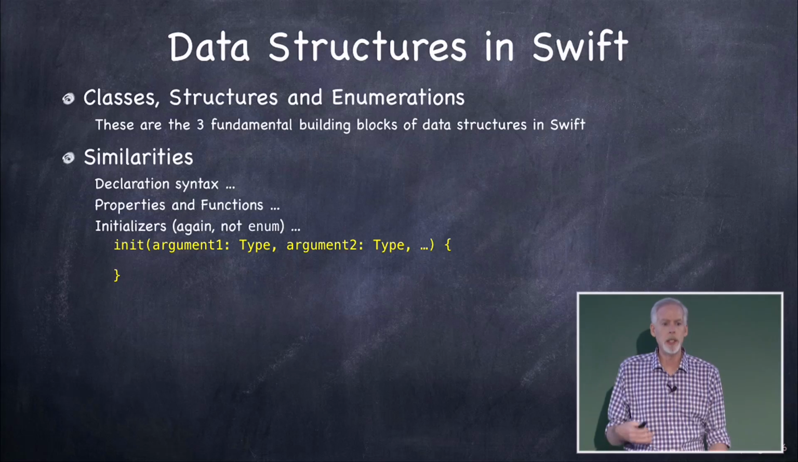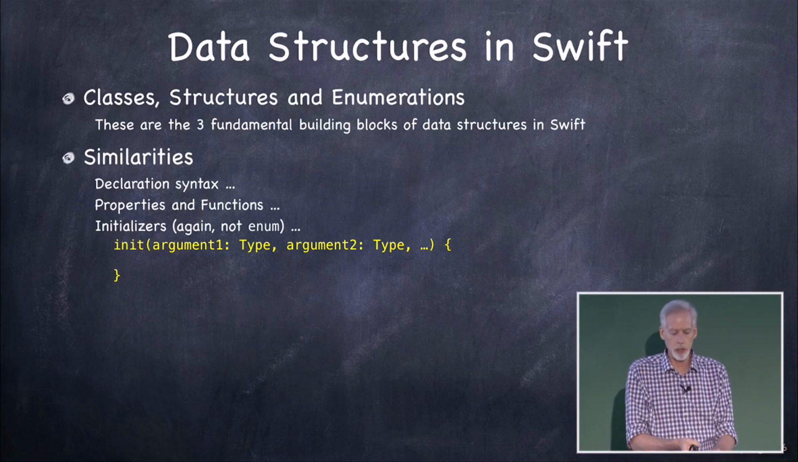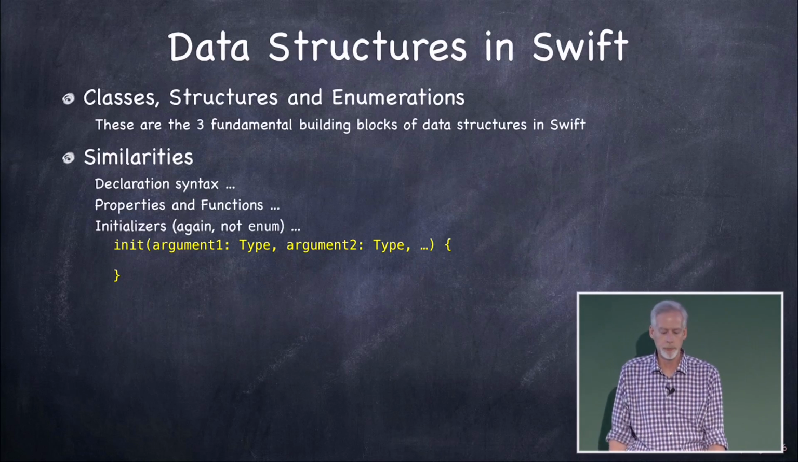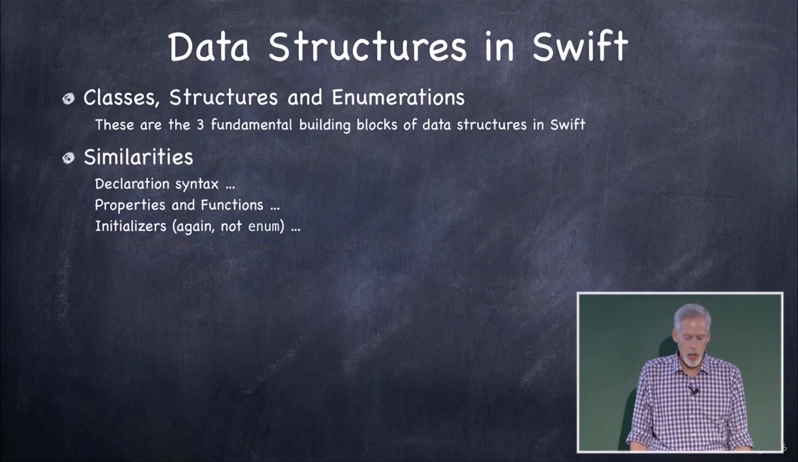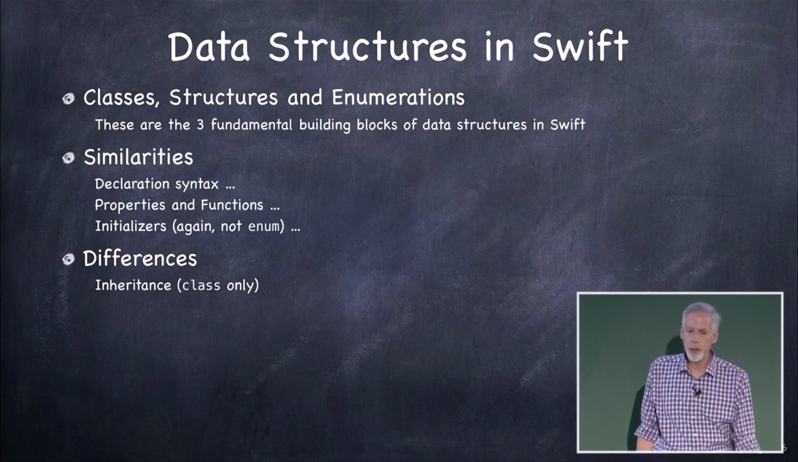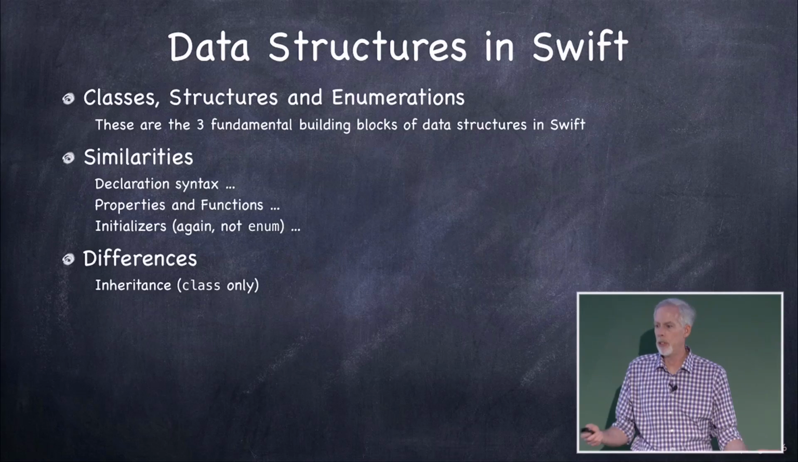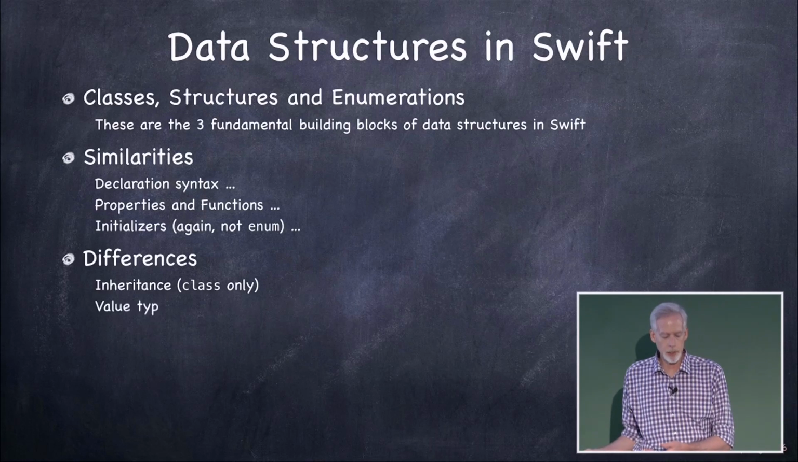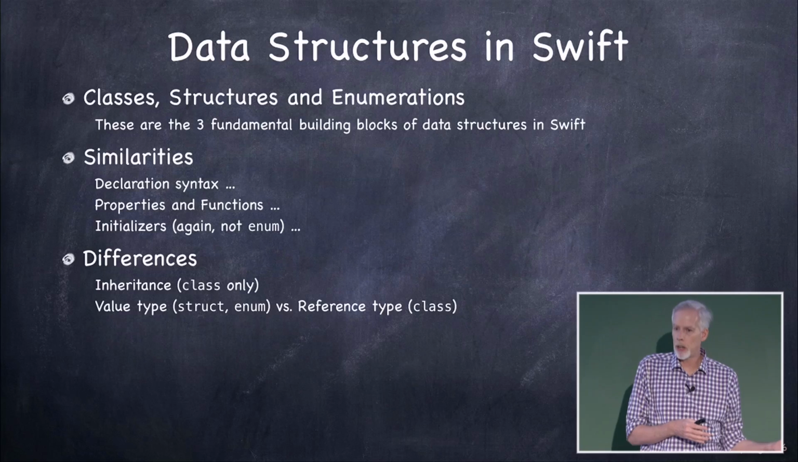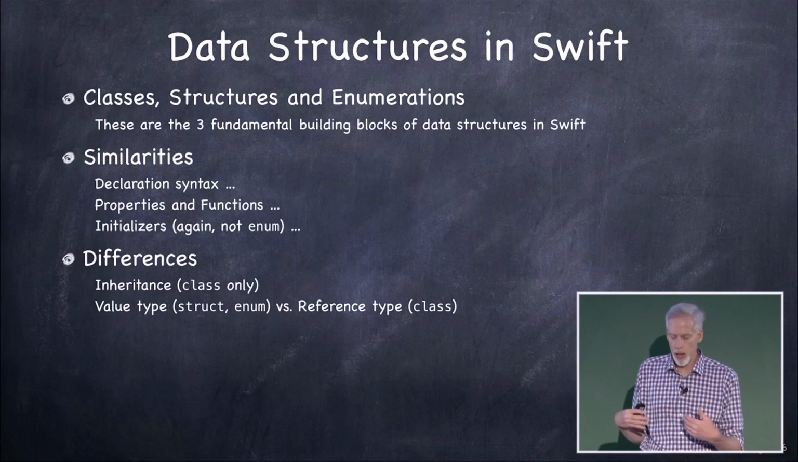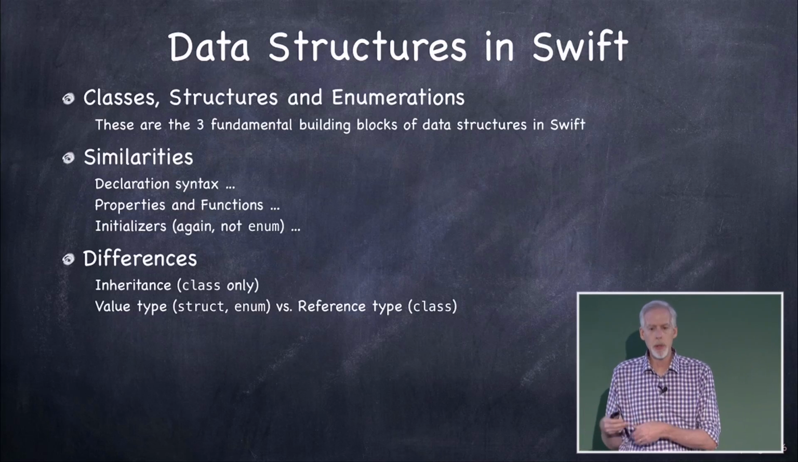Okay, obviously enum doesn't need an initializer because you just set it to the discrete value with its associated values. All right, differences. One, inheritance. With classes you can inherit, structs and enums you can't. Value types, I talked about this before. Structs and enums are value types. They're passed around by value. Class is a reference type. You pass pointers to it around. It lives in the heap.